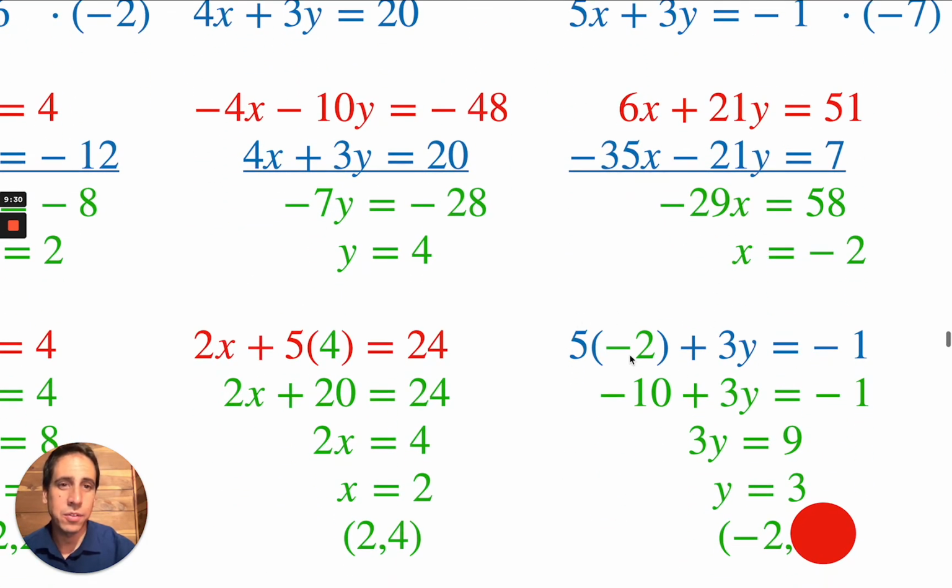5 times negative 2 is negative 10 plus 3y is equal to negative 1. Undo the addition, undo the multiplication. You get y is equal to 3. And you can present your solution like this, instead of parentheses, x value comma y value. And I want you to figure out what goes underneath this red dot and save it for the Edpuzzle question at the end.